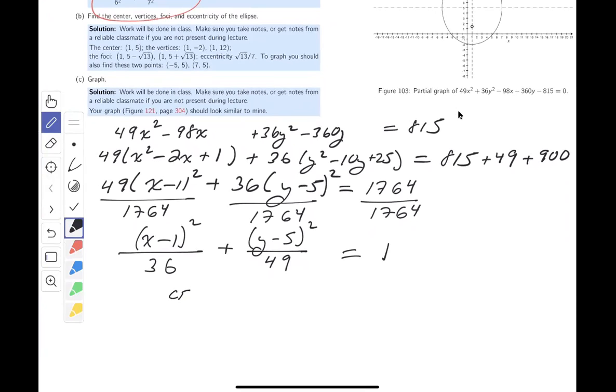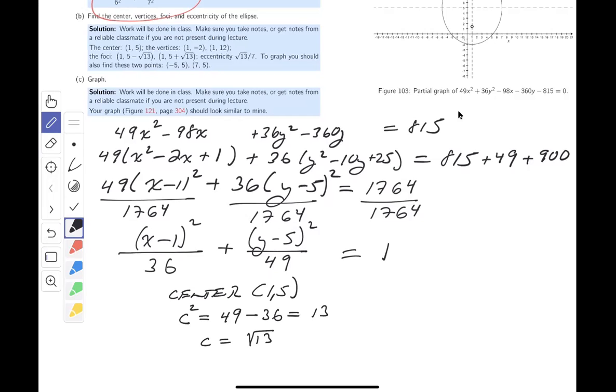The center, pretty easy to pull off from standard form, is going to be (1, 5). All right. Now let's talk about the c. The c squared is going to be the difference between those two numbers on bottom. So that'll be 49 minus 36. And what's that going to give you? That's going to give you 13. So, the c is going to be root 13. Now, certainly when I say that, we're going in and out, so plus or minus root 13.